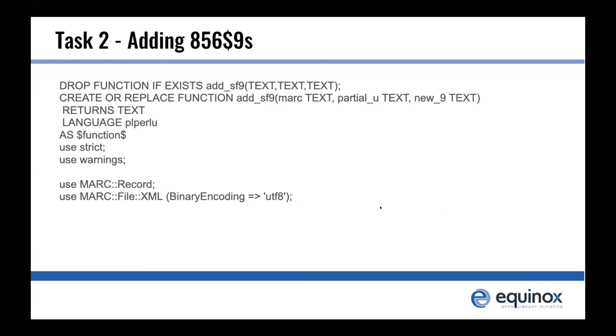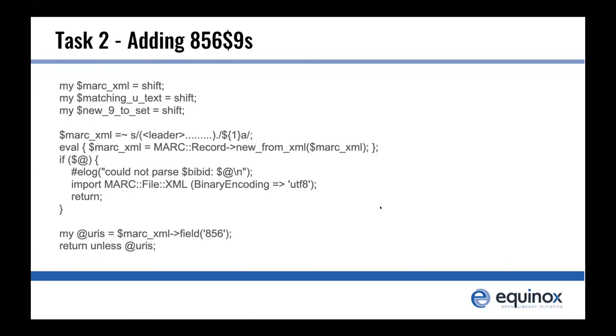And then we have the stock Perl stuff after we declare the function stuff for Postgres: use strict, use warnings, use Record, use MARC::File::XML. Once again, we see that shift convention, and we had some questions in chat about shift. Last time we used shift once because we were only passing one variable. This time I'm calling it three times because I'm popping each off.